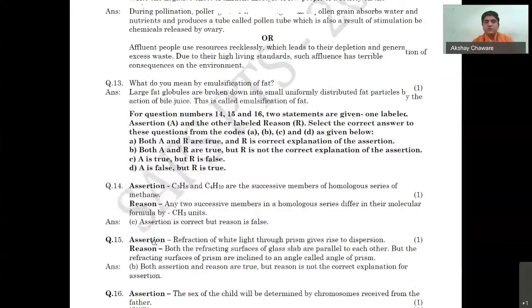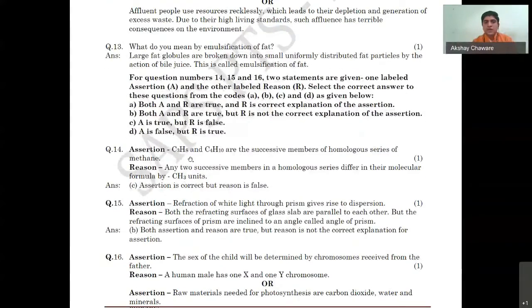Now an assertion-reason type question. Assertion: C3H8 and C4H10 are successive members of a homologous series. Reason: any two successive members in a homologous series differ in their molecular formula by a CH3 unit. So this reason is false, but the assertion is true. So C is the correct option.